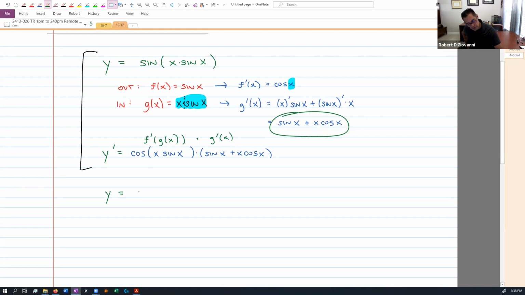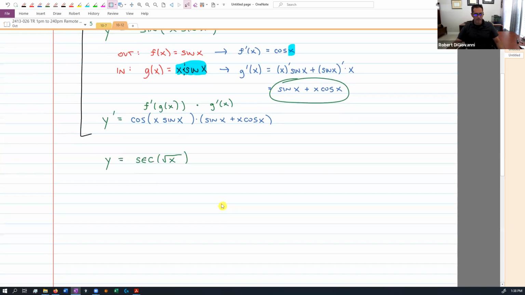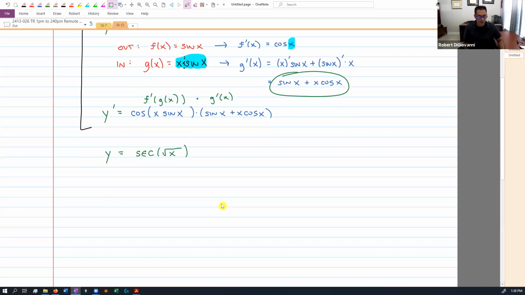Here's one that students struggle with a lot. Secant the square root of x. Yeah, students struggle with this one quite a bit. So is everyone comfortable with the idea that this is composition? We have an inner and an outer. Okay, so inside, outside.